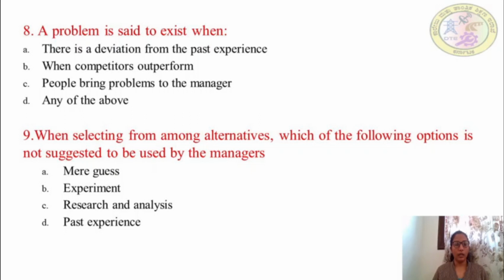Next question, when selecting among alternatives, which of the following option is not suggested to be used by the managers? Option A, mere guess, option B, experiment, option C, research and analysis, and option D is past experience. So the answer is option A, mere guess. Manager should not take a decision or select among the alternatives by mere guess.